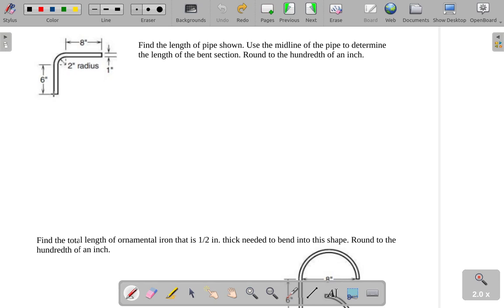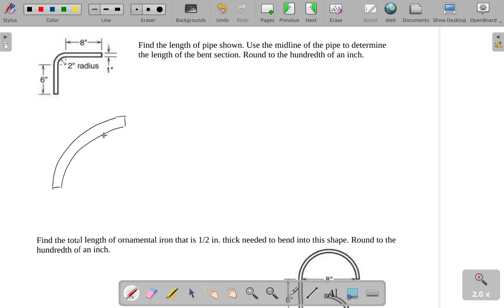We have a 6-inch section here, we have an 8-inch section here, and we want the inner diameter, it looks like this is the inside diameter of this vent pipe, to be 2 inches. And the pipe itself is 1 inch thick. So let's zoom in on where this pipe is bent.